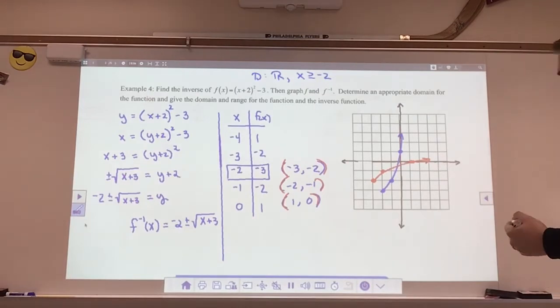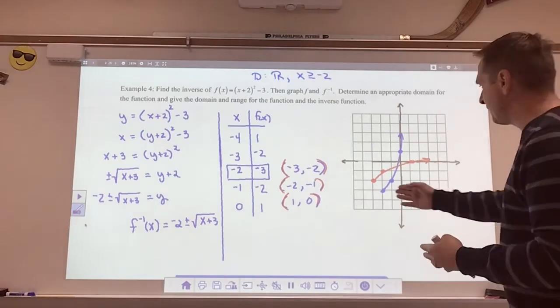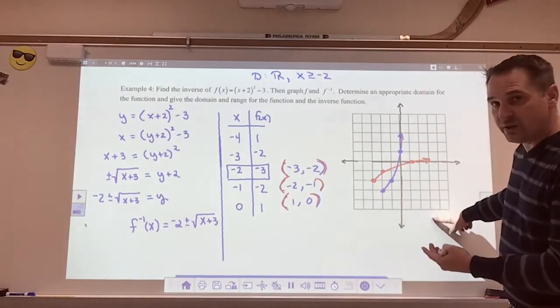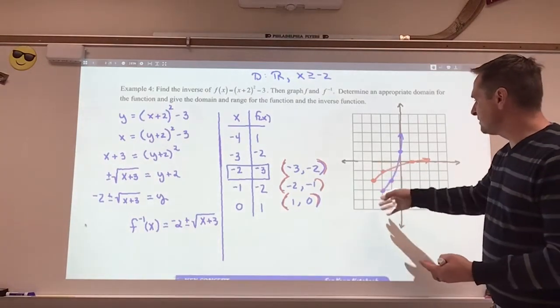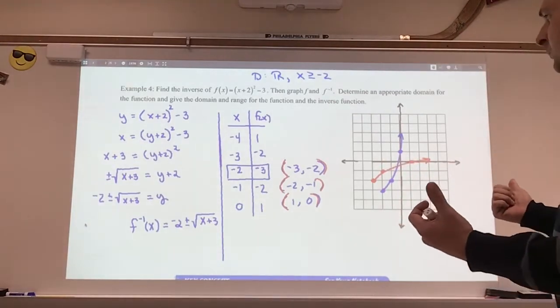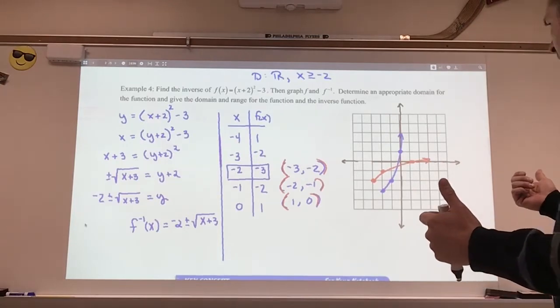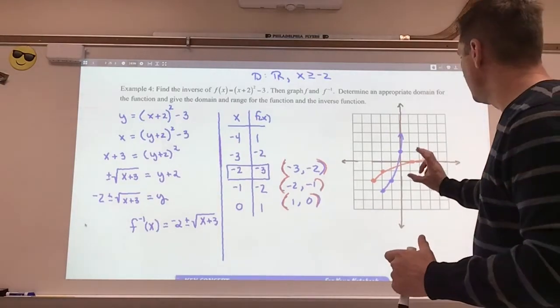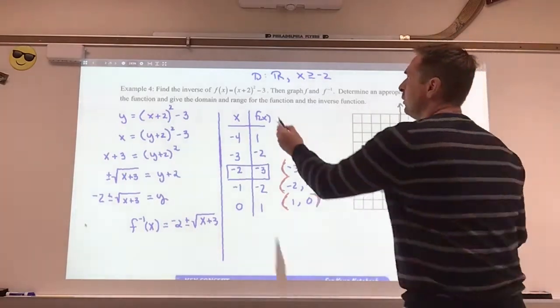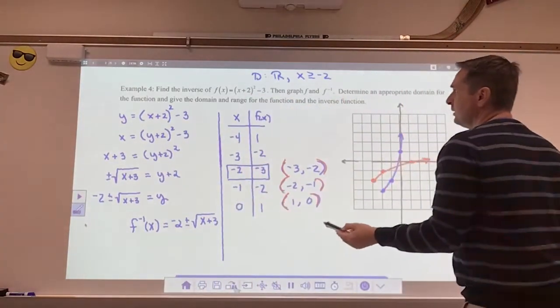Our reflection also passes now the vertical line test, and if I didn't have that restriction, I'd have that bottom half, and it would fail, it wouldn't be a function. But it passes the vertical line test, so we're good. So now we have our 2 graphs. So let's see, we've got this, we've got the inverse of it.